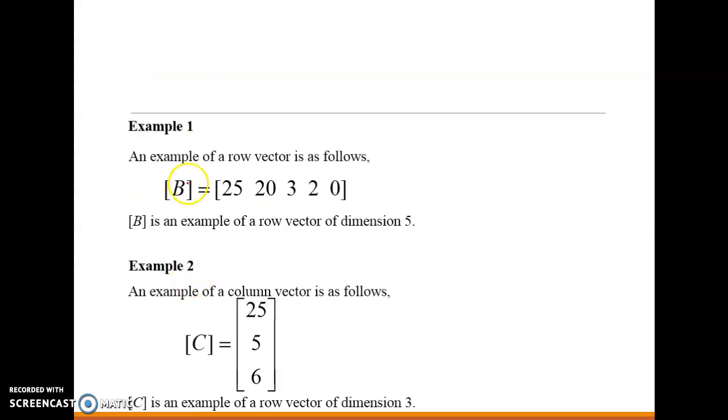Okay, so these are the examples. So this is just one row. So there is one row and how many columns? Right, there are 5 columns. Similarly for this, there is one column, but how many rows? Yes, there are 3 rows into one column. So this is how we have to write.